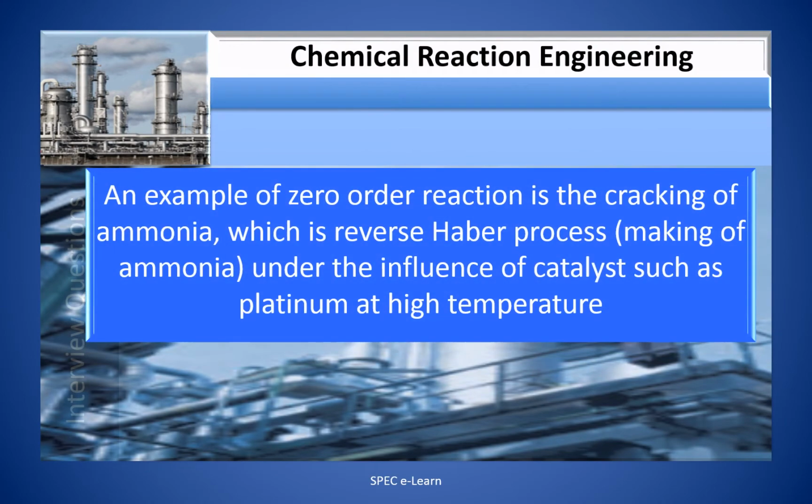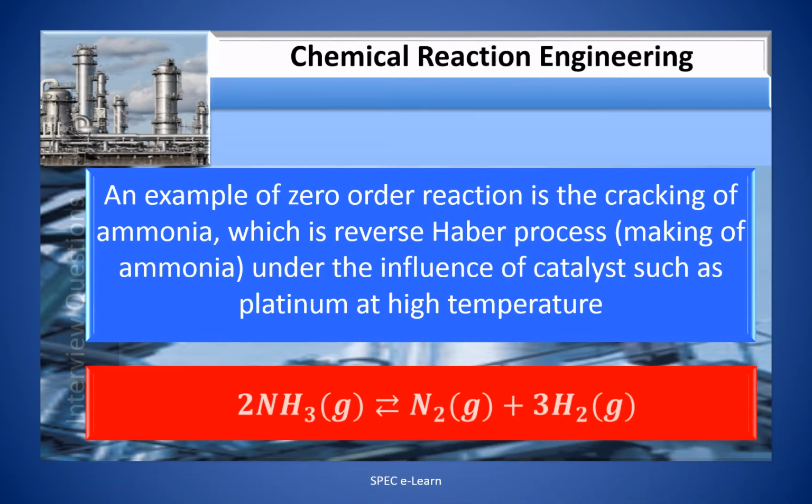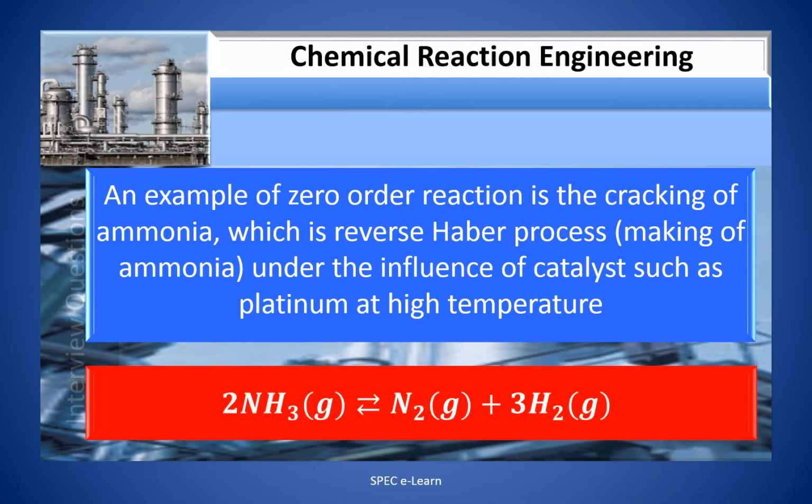An example of a zero order reaction is the cracking of ammonia, which is the reverse Haber process, under the influence of catalysts such as platinum at high temperature in accordance with the following reaction. 2 moles of ammonia getting cracked into 1 mole of nitrogen and 3 moles of hydrogen in a gas phase reaction.